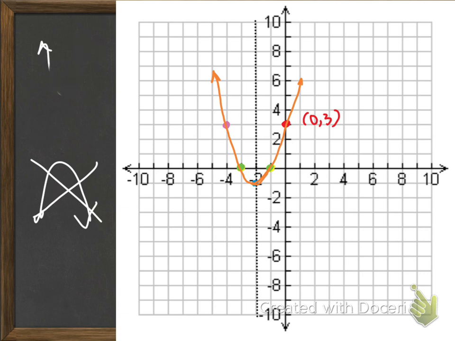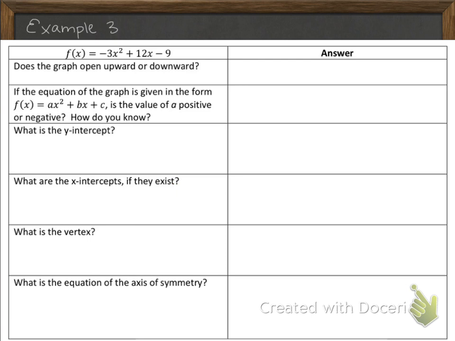Now, if I was asked to, I could create a table of values, and that table of values would help me fill in some of the points above. But for right now, we're going to just say that this is enough. We're going to stop here with these 5 points, and that's going to be a sketch of a parabola. All right, let's do another example.